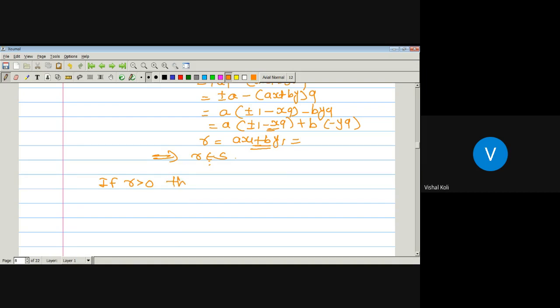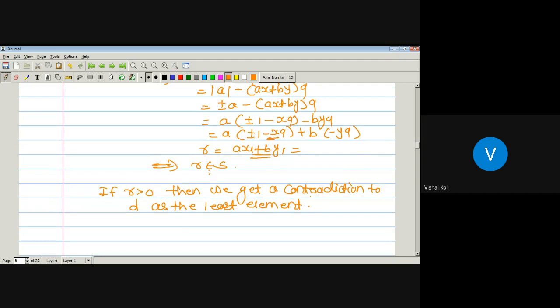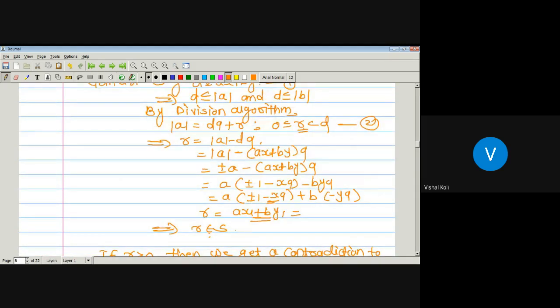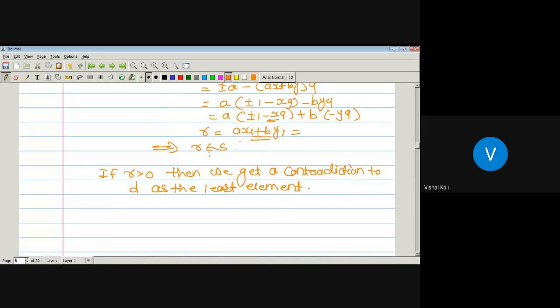Then we get a contradiction to D as the least element. Since D is the least element, there is no element in set S which is less than D. But here R is strictly less than D and R is a member of S, and whenever R is greater than 0, we have a contradiction to our assumption, which implies R must be equal to 0.